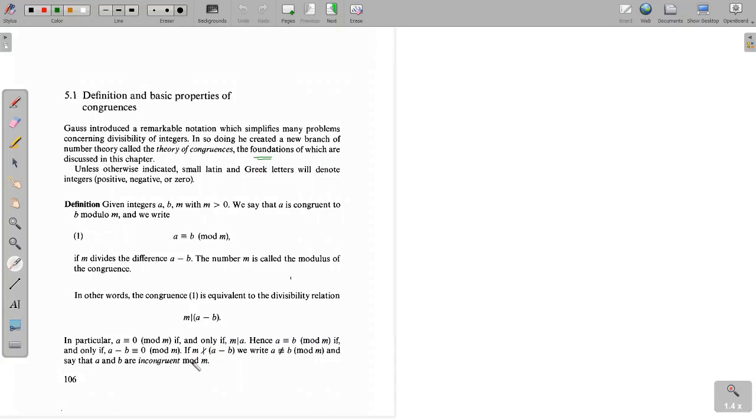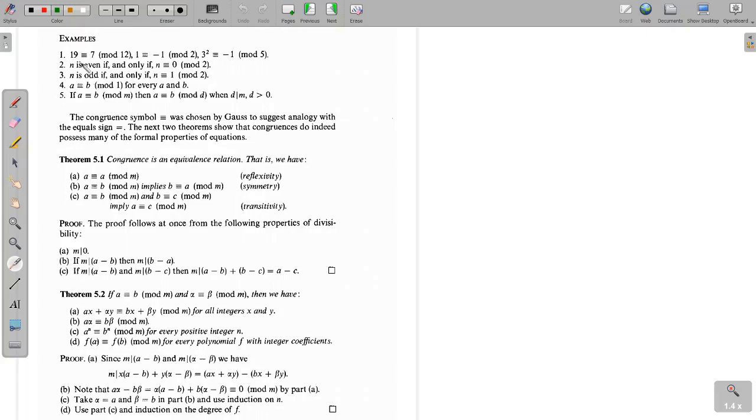Now, if m does not divide a minus b, we write a is not congruent to b mod m. Now we have a few examples. 19 is congruent to 7 mod 12, because 19 minus 7 is 12, and 12 divides 12. 1 is congruent to minus 1 mod 2, because 1 minus (minus 1) is 2, and 2 divides 2 itself. 3 squared is 9, and 9 is congruent to minus 1 mod 5, because 9 minus (minus 1) equals 10, and 5 divides that number.